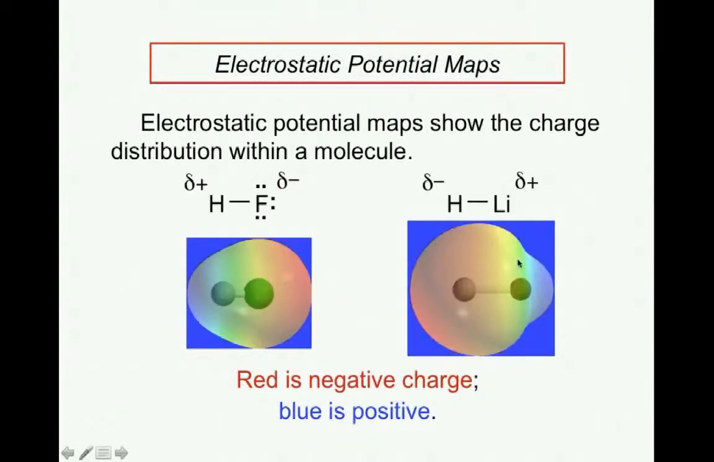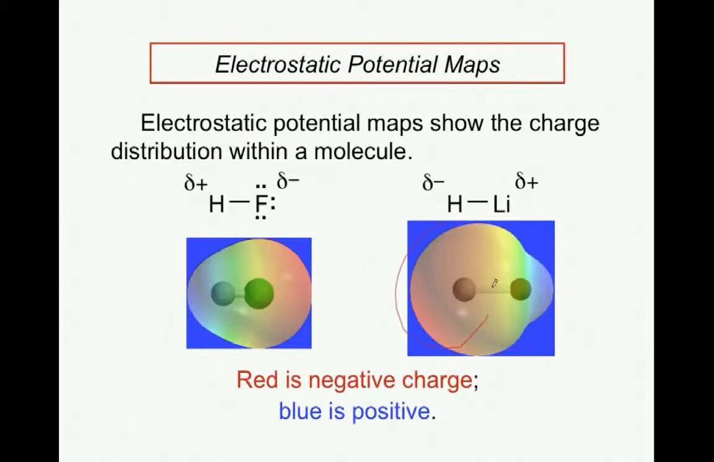Note that dipoles are a result of the difference between electronegativity in two atoms. In HF, H is electropositive compared to fluorine. However, here in HLi, we see that H is electronegative when compared to lithium. Remember to use the color keys to help you determine the charge distribution for molecules that are new to you.